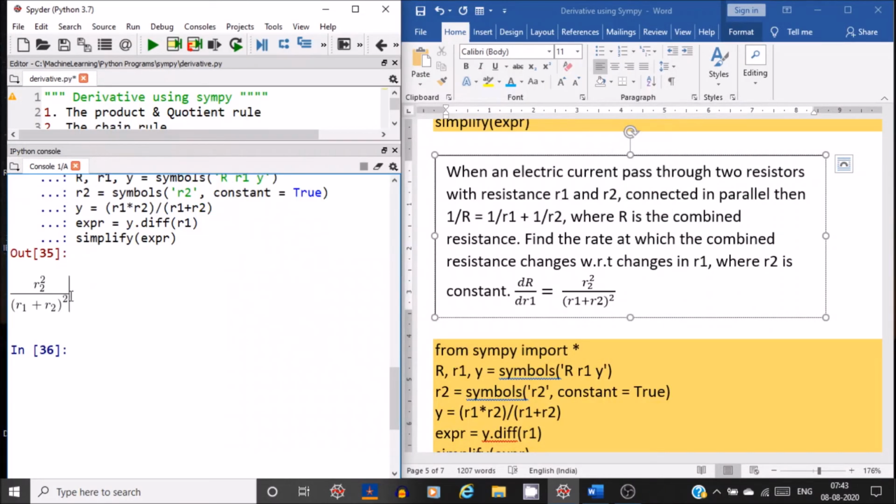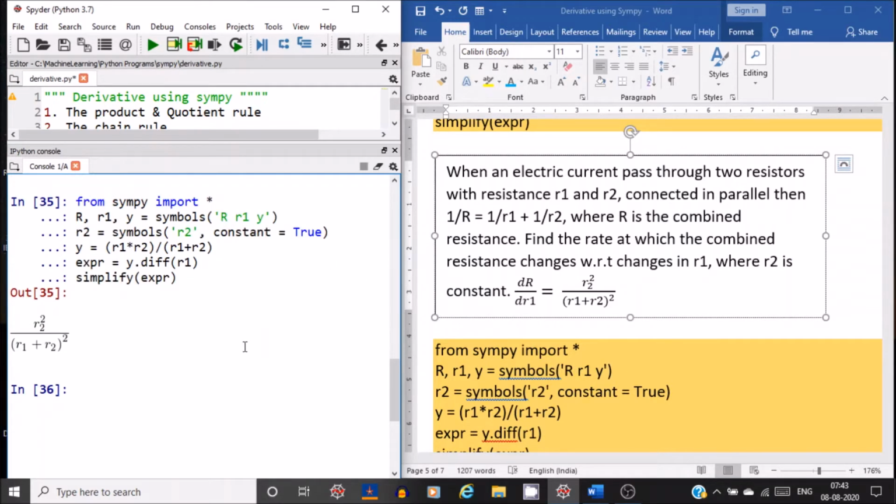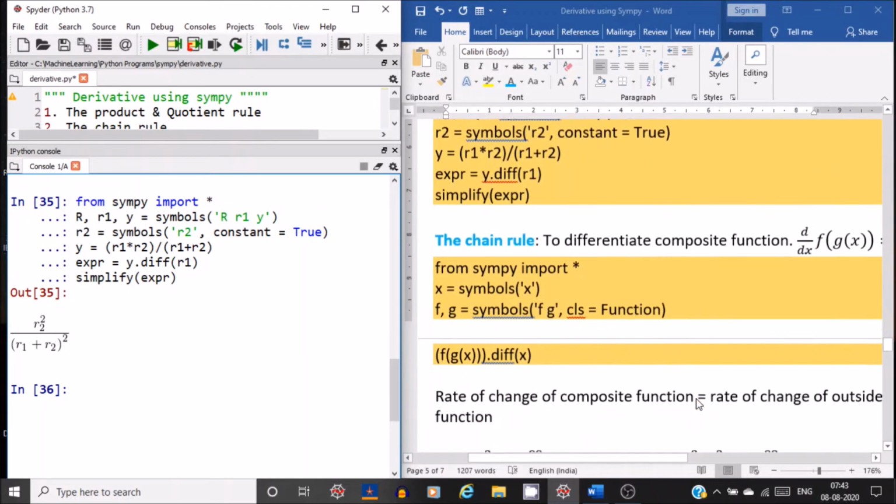So this is the result. Okay, so this is what d capital R by dr1 is. So differentiate this expression with respect to R1. Are you getting this one?